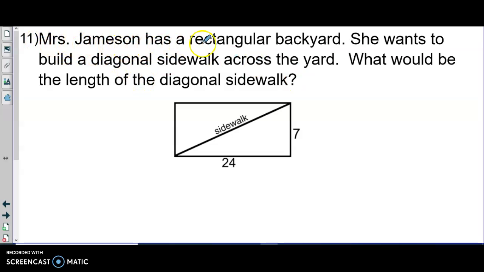Mrs. Jameson has a rectangular backyard. She wants to build a diagonal sidewalk across the yard. What would be the length of the diagonal sidewalk?